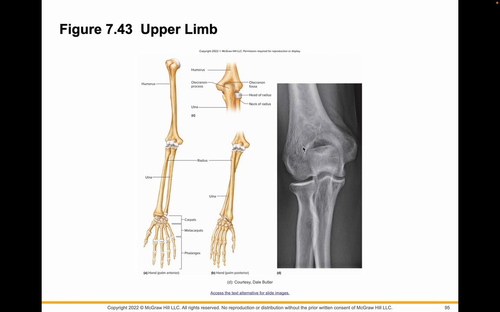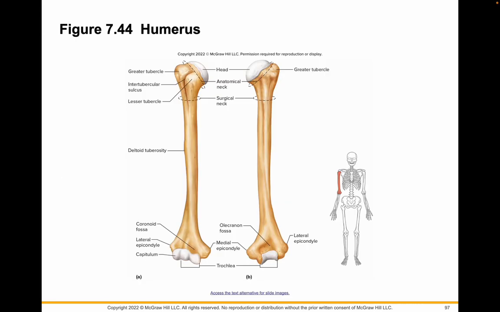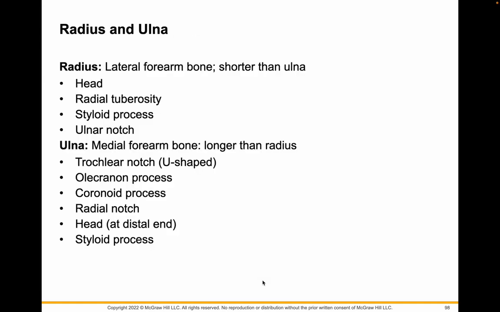And this is showing the elbow joint. So here's your humerus and it articulating with the radius and ulna. Sorry. Humerus, only bone of the upper arm. It does have a head and all kinds of parts. So here is the head, the anatomical neck. Like I said, not going to learn all of those parts for this course.